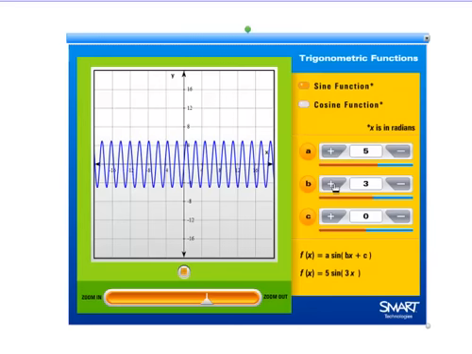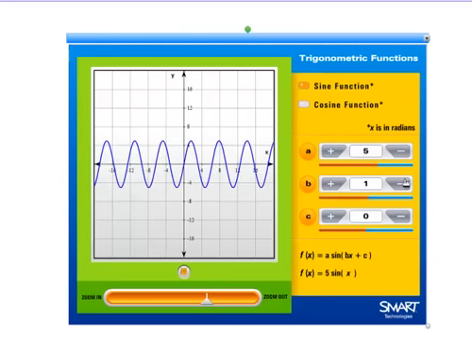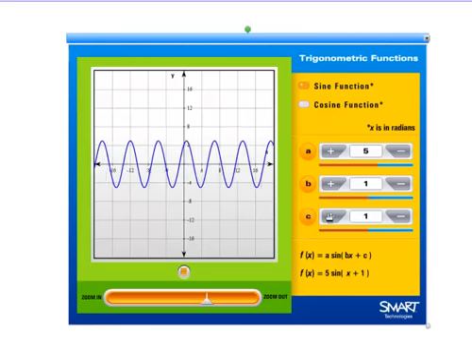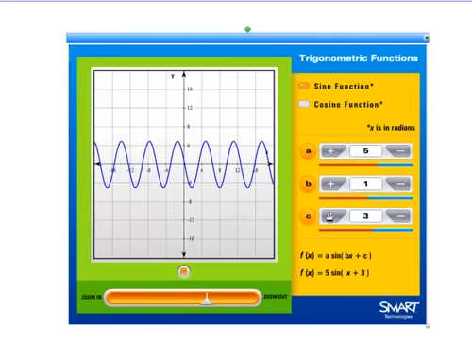Finally, and let's go ahead and uncompress this so we can see a little easier, what's going to happen with the c? Now the c is part of this sine expression down here. That c value, as I change the c value, I'm going to start actually having a horizontal shifting occur.